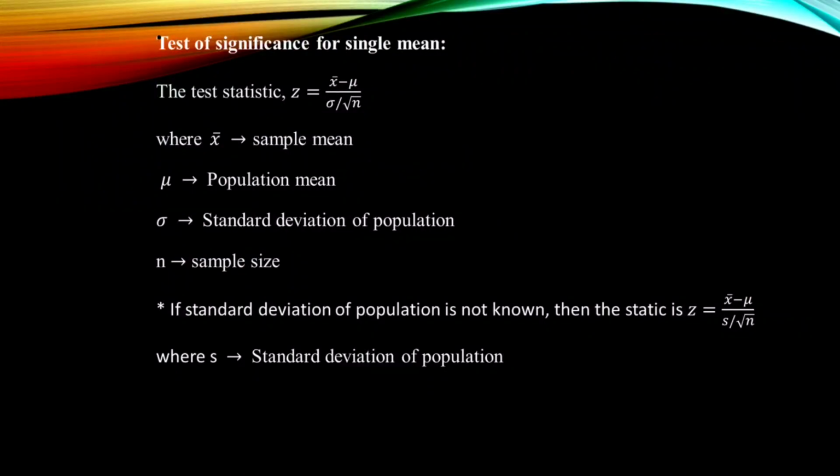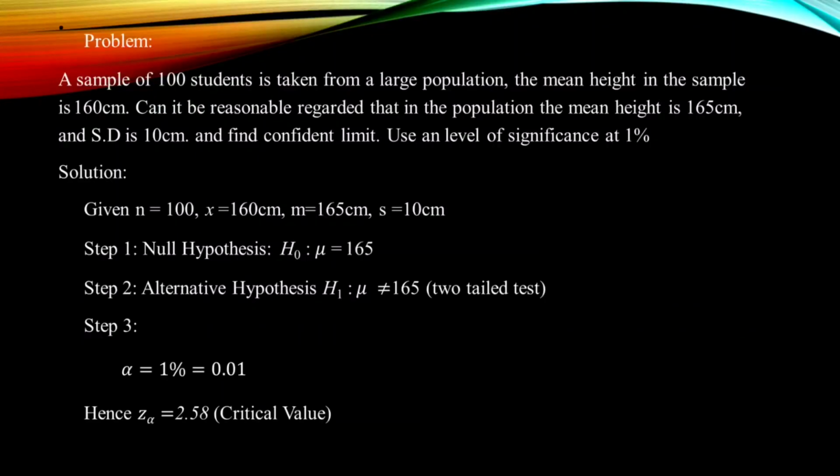Test of significance for single mean. The test statistic is given as z equal to x bar minus mu by sigma by root n, where x bar is the sample mean, mu is the population mean, sigma is the standard deviation of the population, n is the sample size. Now here, if the standard deviation of the population is not known, then we can use the formula z equal to x bar minus mu by s by root n.